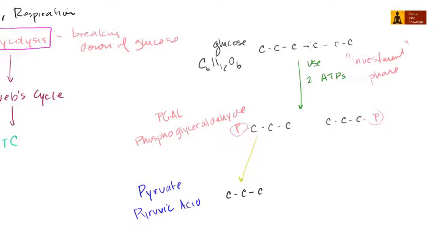So you start off with glucose. In the investment phase, you end up with phosphoglyceraldehyde, which essentially means you broke up your glucose and put a phosphate on either end of it. And then those each independently go through the payoff phase. So you end up with 2 molecules of pyruvate for every molecule of glucose you started off with.